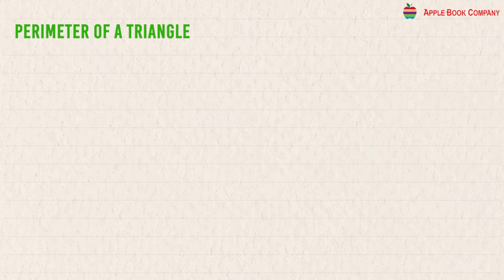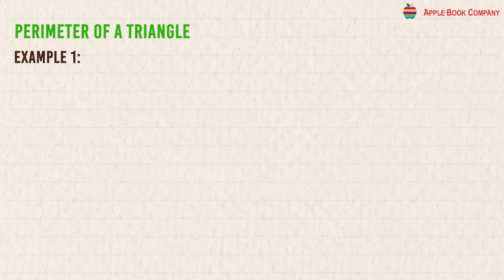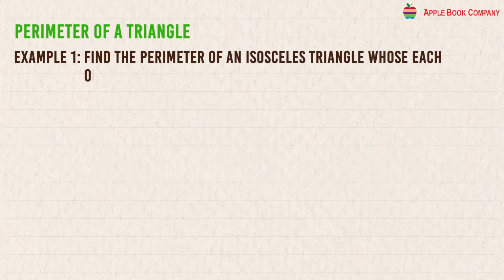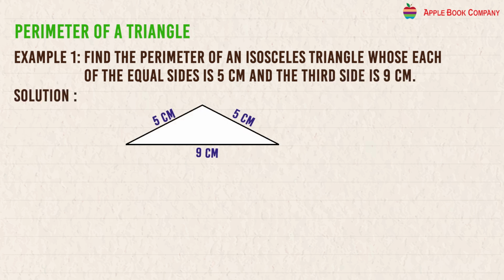Perimeter of a triangle. Perimeter of triangle PQR is equal to the sum of all sides, which is equal to PQ plus QR plus RP. Example 1. Find the perimeter of an isosceles triangle whose each of equal sides is 5 cm and the third side is 9 cm. Solution: perimeter of the given triangle is equal to 5 plus 5 plus 9, which is equal to 19 cm.